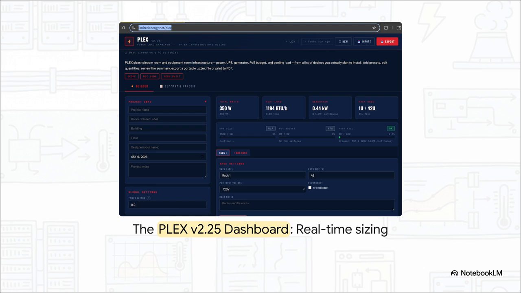Guessing leads to blown budgets and overloaded circuits. We need to abandon those messy spreadsheets for actual preliminary engineering. To solve this, we use PLEX. Notice how it's a fully browser-based workspace. This is absolutely crucial, especially for sensitive projects like federal or correctional facilities, because no data ever leaves your machine. The whole shebang is client-side.